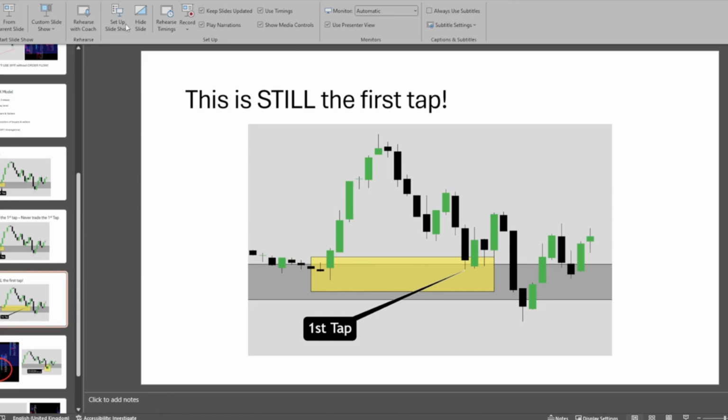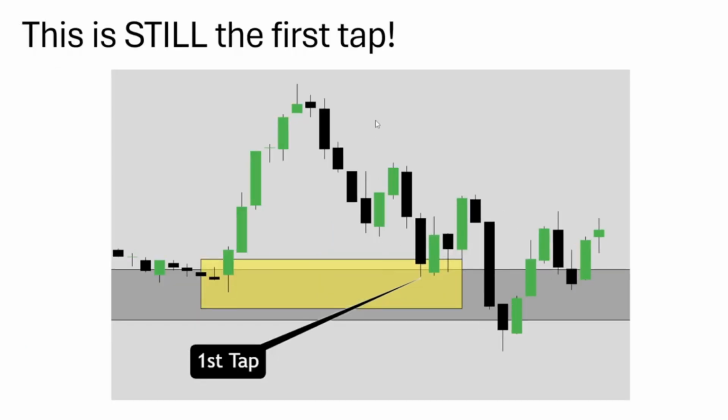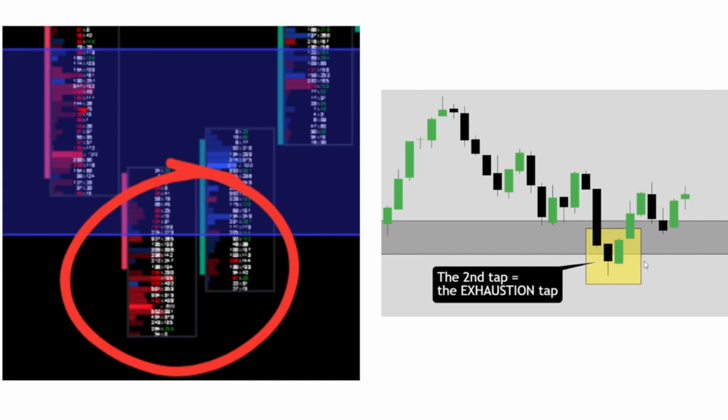We're still in the first tap, by the way, right? So if you are stuck trading this kind of price action, this is a good way to avoid losses. Never trade the first tap. Look for an absorption of aggressive sellers, right? And this is what we're going to go through.